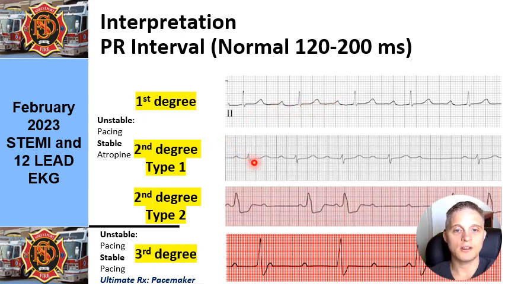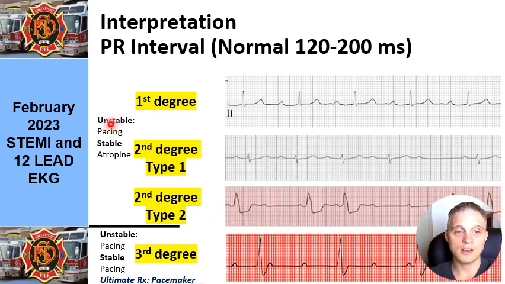And the second degree type 1, as you can see, we progressively get longer and longer until we have a drop beat. And then type 2 is we have this drop beat and then QRS, QRS, drop beat, QRS, QRS. And then with our third degree, you have our P wave, QRS, P wave, QRS, P waves in there, and then we continually have going through it. So with that, second degree type 2 and third degree can be a little challenging to differentiate, but it's that fine line between where we are at in terms of the degree of the heart block.